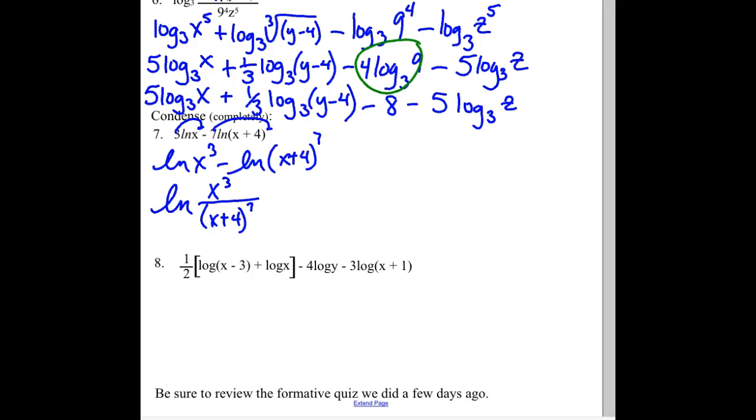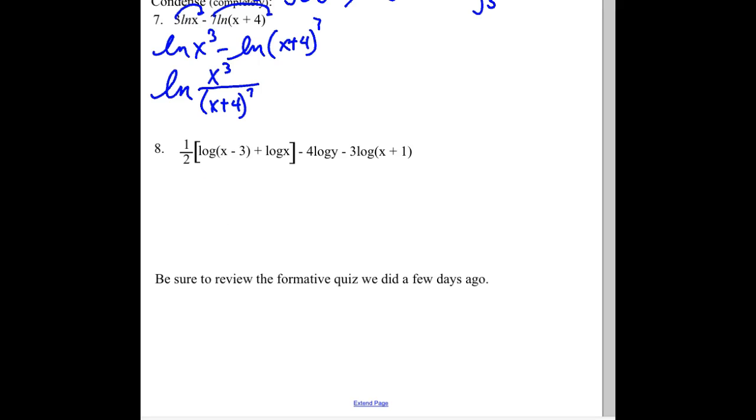All right, last one. We have 1/2 times this whole quantity, everything in brackets. So let's condense the piece in brackets first before we try to put that power back. So if we condense this, because it was addition here, it's going to condense to multiplication. So we're going to have an x times an x minus 3. We can go ahead and put our powers back for this one. So minus log of y to the 4th and minus log of x plus 1 to the 3rd.